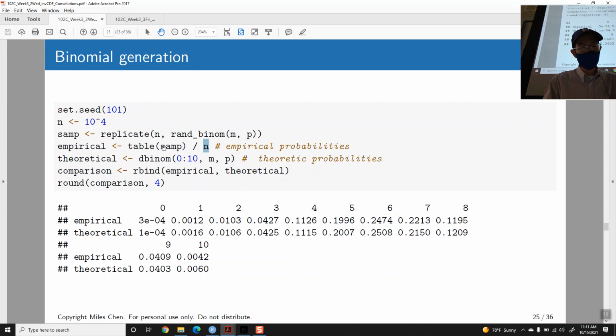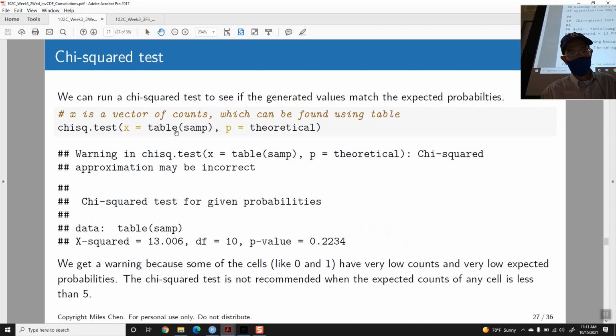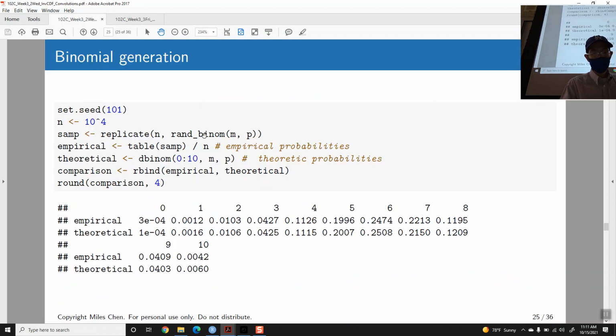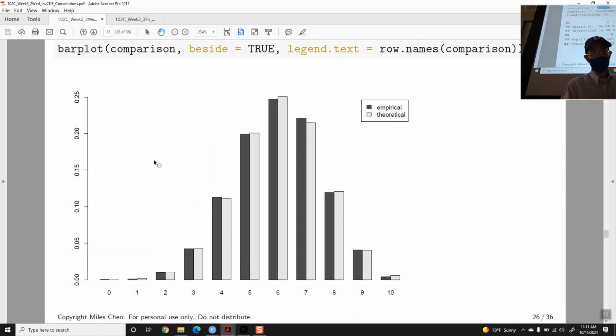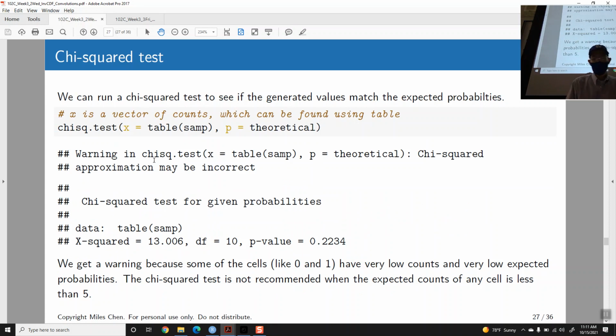Here I divided by n, and here the empirical is just going to be table of the sample without dividing by 10,000. Okay, so it's going to be the counts. So we give a vector of counts, and here we have the vector of theoretic probabilities, which we found back here by using d binom. Okay, and we do a comparison, and then it gives me a warning. It says, warning in chi-squared, the chi-squared approximation may be incorrect. Okay, so I have 10 degrees of freedom because I've got 11 possible outcomes.